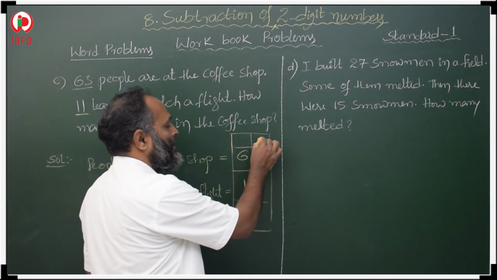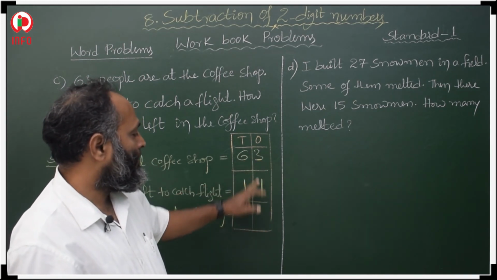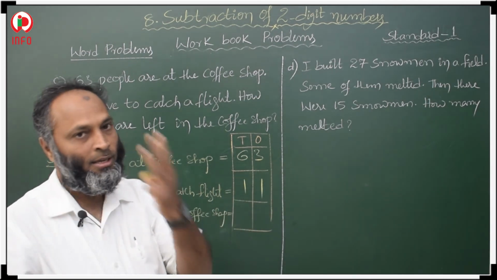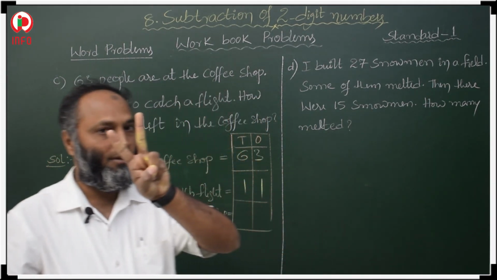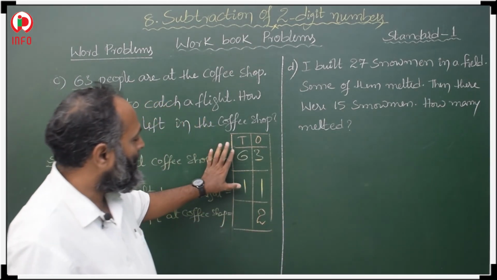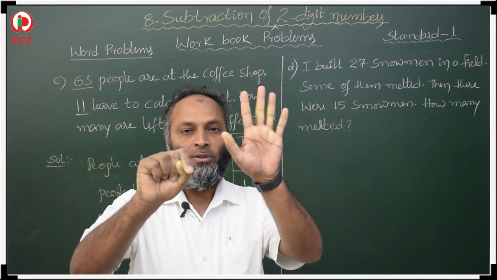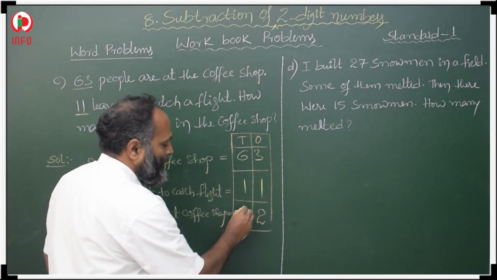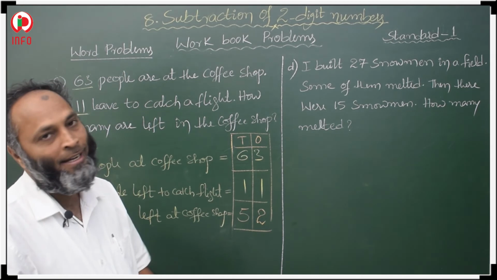This is ones and tens. First we have to subtract the ones place. 3 minus 1. 3 is bigger, we can minus. In 3 we have to minus 1, means we close one finger. Then how many are left? 2. And after that 6 minus 1, tens place. In 6 fingers we close one finger. Then 5 fingers left. 52. Okay. 52 people left at the coffee shop.